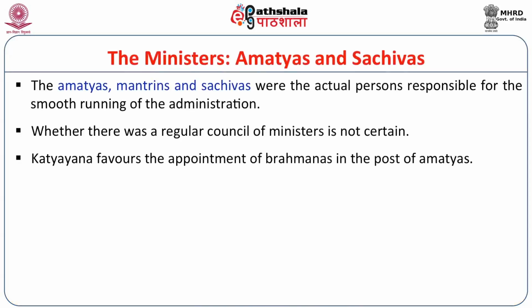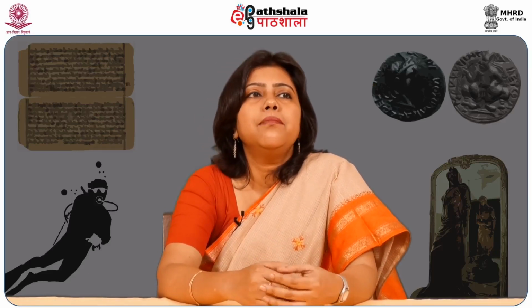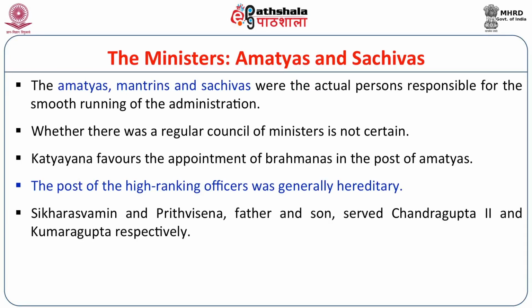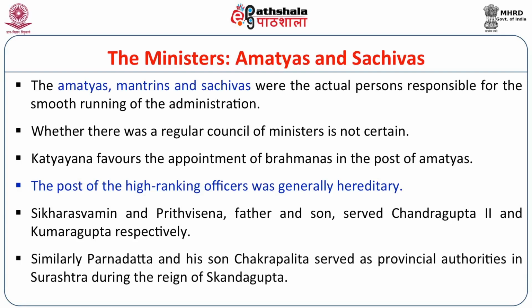Now Katyayana favors the appointment of the Brahmanas in the post of Amatyas. We do not know whether this norm was strictly followed during the period of the Guptas, but this is the norm set by Katyayana that the Brahmanas should be appointed in the post of the Amatyas. The posts of the high-ranking officers were generally hereditary. As for example, Sikhara Swamin and Prithvi Sena, the father and the son, served Chandragupta II and Kumaragupta respectively. Similarly, Parnadatta and his son Chakrapalita served as provincial authorities in Surashtra during the reign of Skandagupta. We have several other cases where we find that the son is succeeding the father in his post.